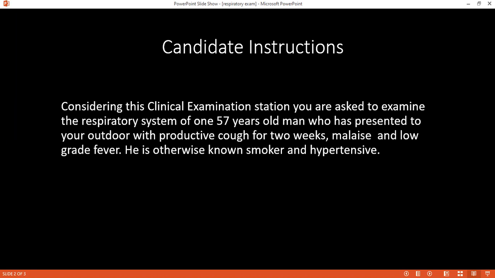I will complete the examination by ruling out any peripheral edema and checking the calf muscles for any tenderness, just to check for the presence of any DVT. Following this, I will thank the patient. I will wash my hands.